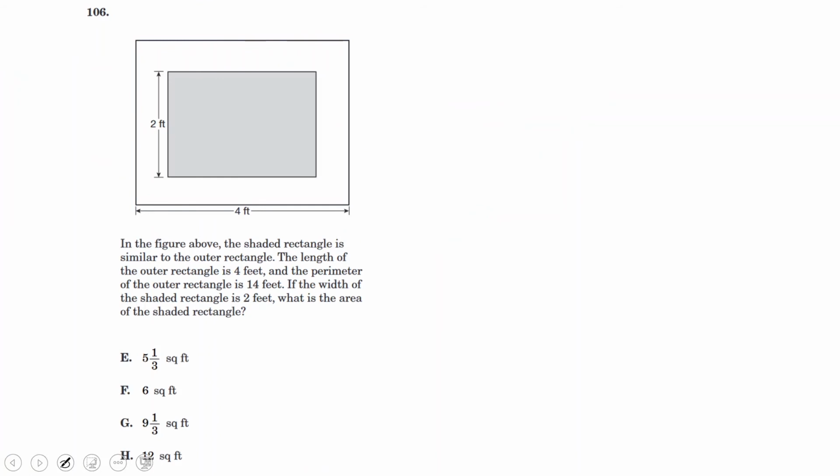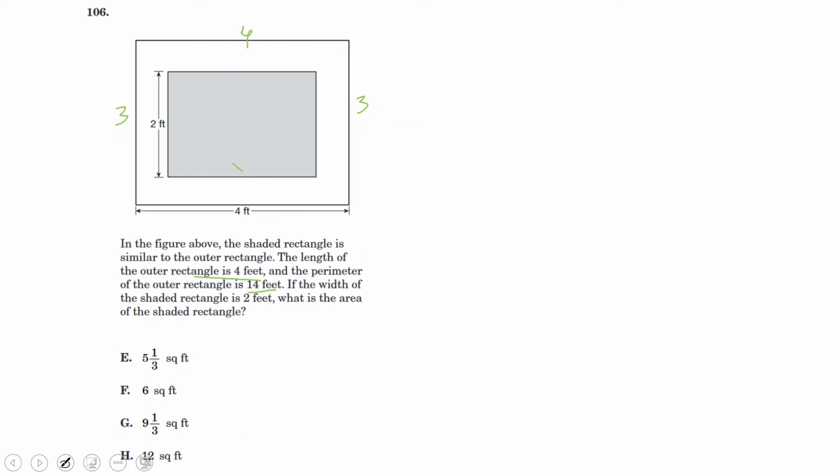106. In the figure above, the shaded region is similar to the outer rectangle. The length of the outer rectangle is 4 feet. Good. And the perimeter is 14. So this is also 4. So therefore that has to be 3. That has to be 3 because 3 plus 3 plus 4 plus 4 is 14. If the width of the shaded region is 2, what is the area of the shaded region?